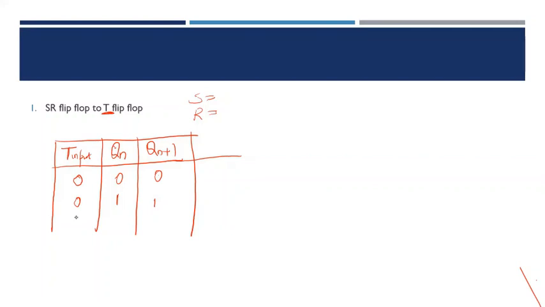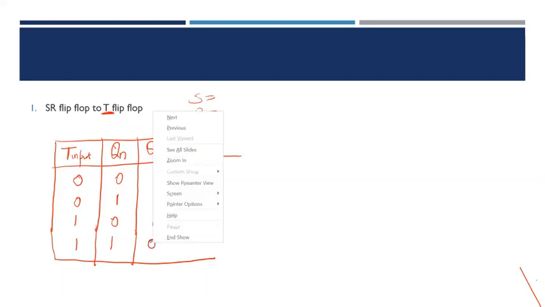Similarly, T may be 1 also, with Qn 0 and with Qn 1. T is 1 with Qn 0. Then what will be Qn plus 1? It is 1. And with Qn 1, what will be here? 0.